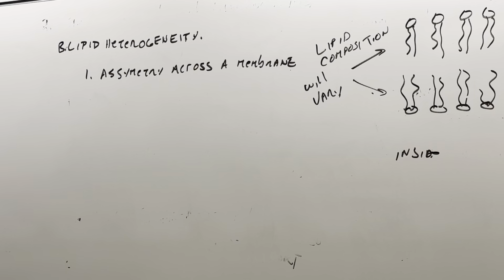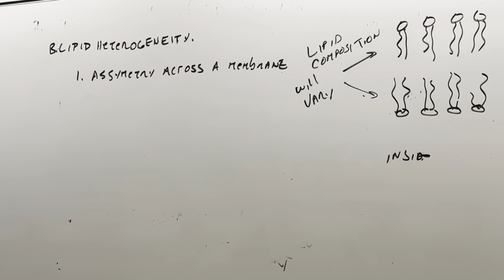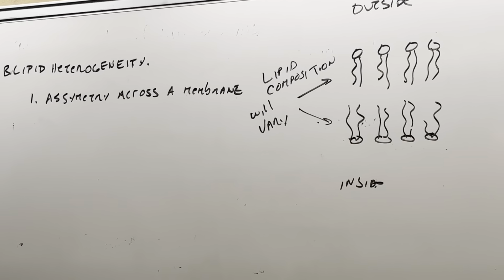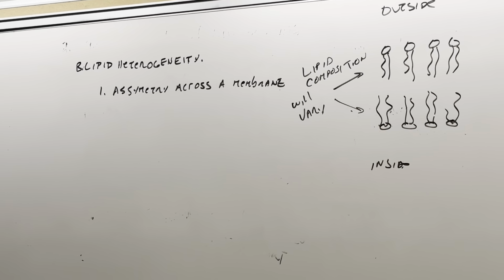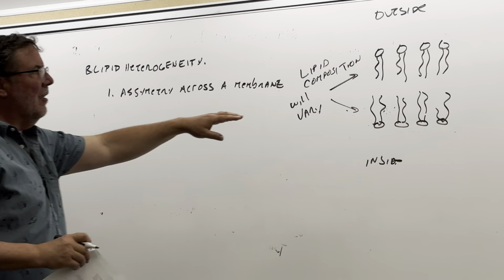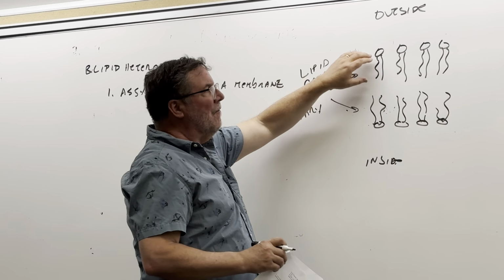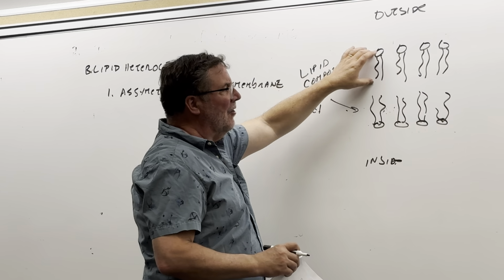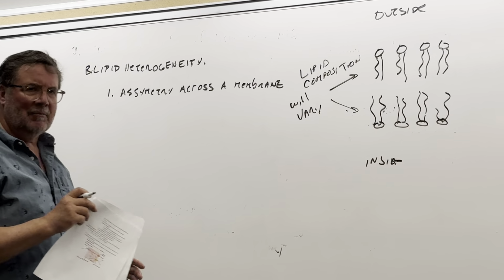So I have an example here, an erythrocyte cell membrane. The outside tends to have high phosphatidylcholine and high sphingomyelin levels, and the inside tends to have high phosphatidylethanolamine and phosphatidylserine levels. So again, the specific phospholipids on the outer side are going to be different than on the inside.